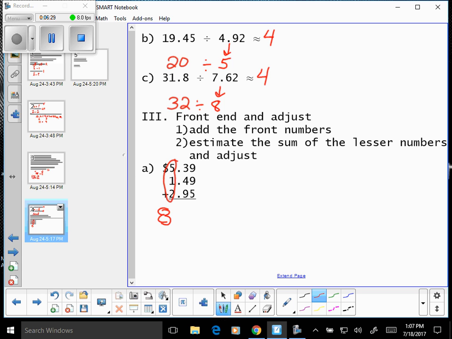Now we need to estimate the sum of what the lesser numbers are going to be. When I look at this 95, I see that that's really close to $1. Now to me, 39 is really close to 40. 49 is pretty close to 50. And 40 and 50 make 90. So these two numbers together are very close to $1. That's $2. So my estimate ends up being $10.